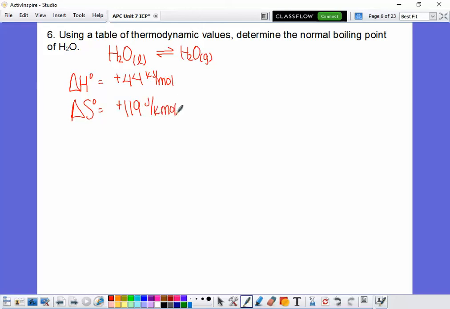Now, let's think. Do our answers make sense? Do our signs make sense for the process? Let's look at the delta S. We're going from a liquid to a gas. Is that increasing entropy or decreasing entropy? It's increasing entropy, so delta S should be positive. To go from a liquid to a gas, do we have to put energy in or take energy out? We have to put energy in to make those particles move faster and boil, so delta H should be positive. So you should always be thinking, does my answer make sense? Okay? Now, what formula are we going to use next?